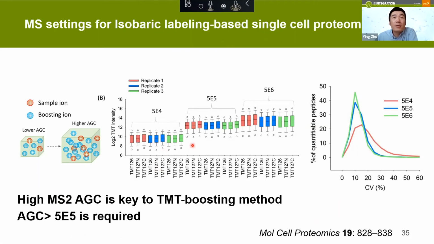So here you can see if we use 5E4, the signal is really low, and if we increase over 5E5, we can get very good signals for single cells. And if we look at the coefficient of variation, the CV, it also tells us we have to select a very high AGC level over 5E5 to get a better CV.